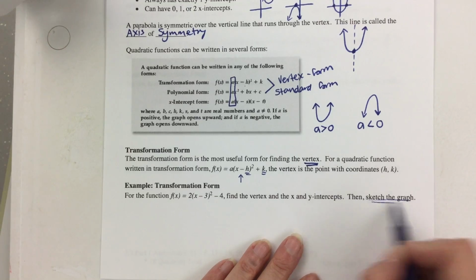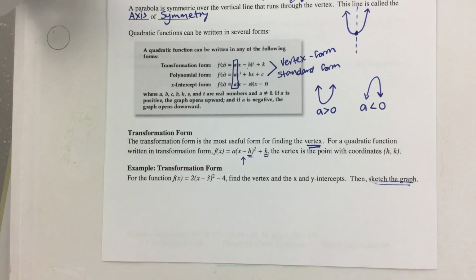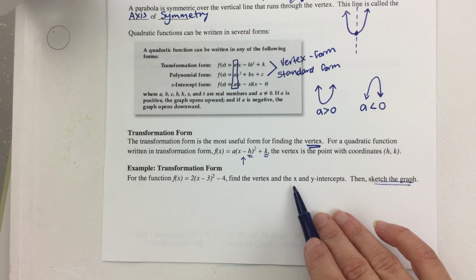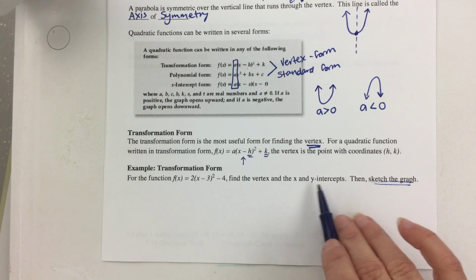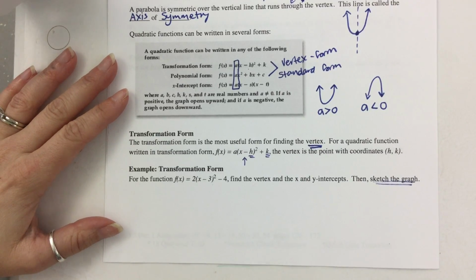Now, if I want to be able to sketch the graph, besides the vertex, it would be helpful to know: is my graph opening up or downwards? So there we will look at that a value. And then it helps to know the intercepts. Your x-intercepts are where it crosses the x-axis, and you might have 0, 1, or 2 of those. Your y-intercept is where it crosses the y-axis, and you will have one of those. So let's go ahead and look at a couple in transformation form.